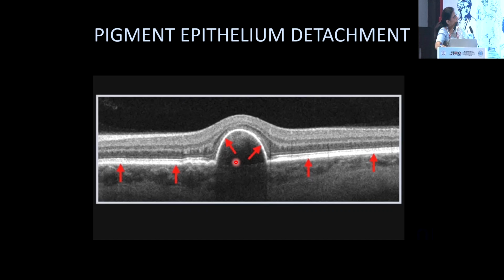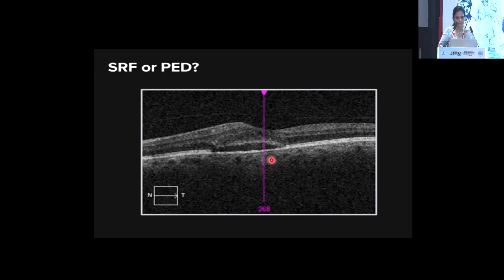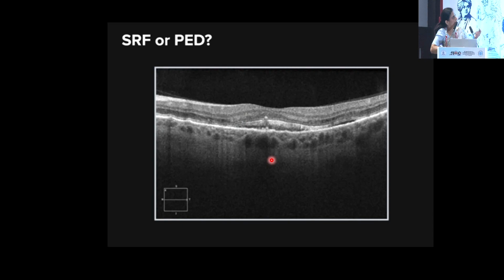Like here you see the RPE is lifted up. So this is a pigment epithelial detachment. This is a combination. You see the pigment epithelial detachment here. The pigment epithelial layer is elevated. Also there is fluid below this ellipsoid zone. So it's a combination. So what is this? Subretinal fluid or PED? Subretinal. So you can see that the RPE layer is intact, and you can see that that's the subretinal fluid there.